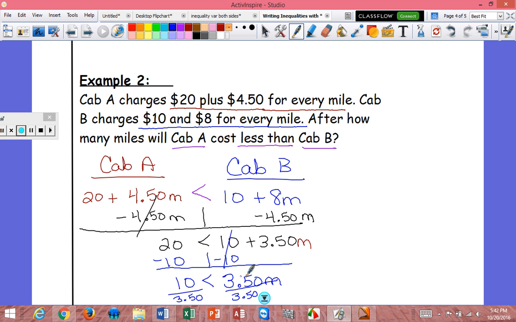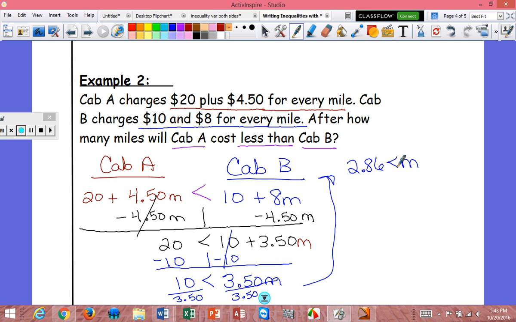And since this is positive, I know my symbol's not going to change, so I'm going to go ahead and write the answer to this up here. So I have 10 divided by 3.50, and if you divide that out, you are going to get a decimal that does not end. So I am going to round it to the nearest hundredths place since we are dealing with money. So that would be 2.86. So I'm going to put 2.86, and that's going to be less than M.